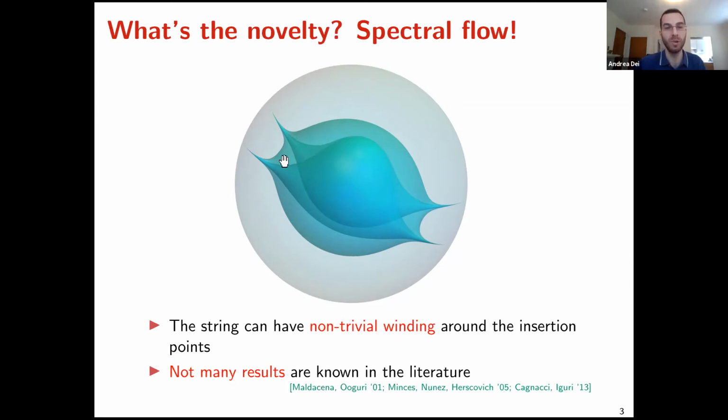And in the cartoon on the slide, it winds twice around each insertion point. But many other configurations are possible. And this is the main novelty, but it's also the main difficulty, since not many results for these correlators with winding are known, and not even the 3-point function where all 3 vertex operators have winding is actually known in closed form in the literature. And this is exactly the gap that we want to fill.